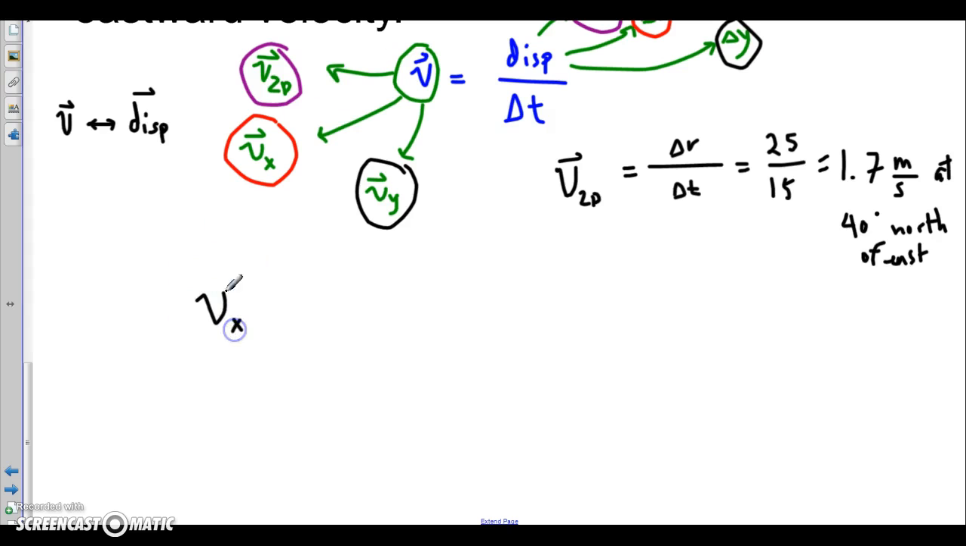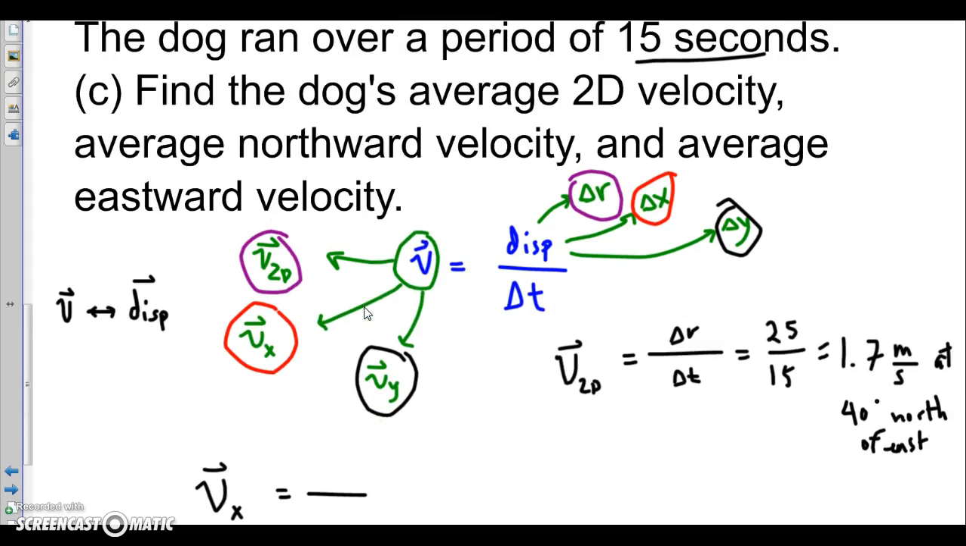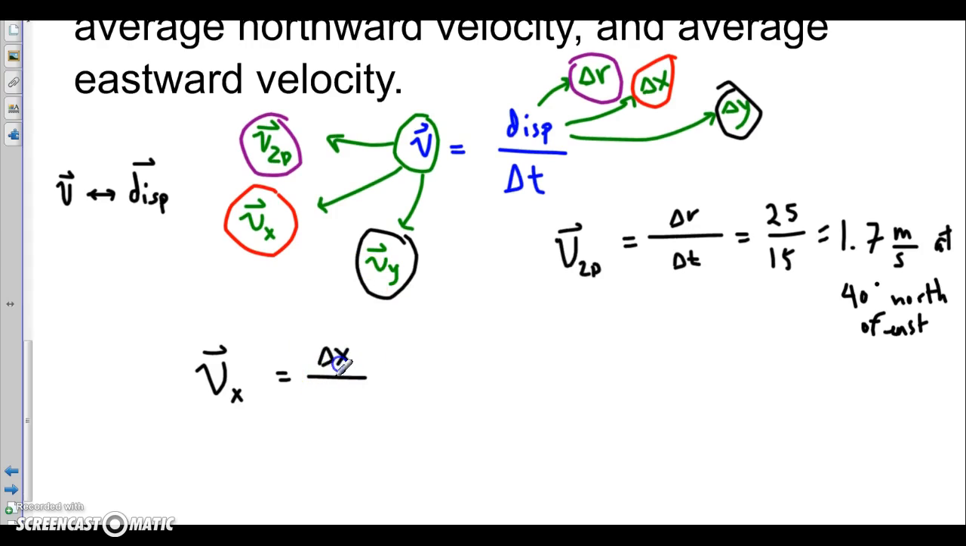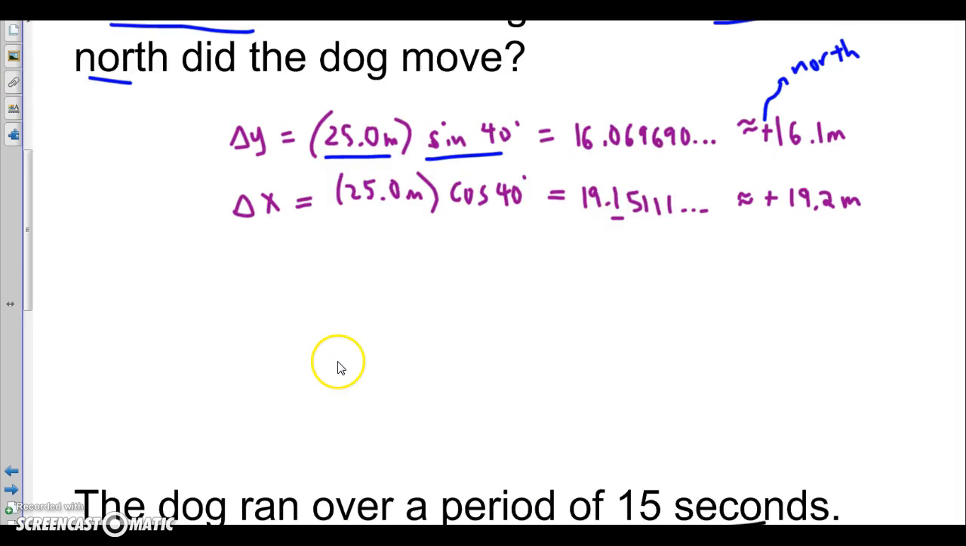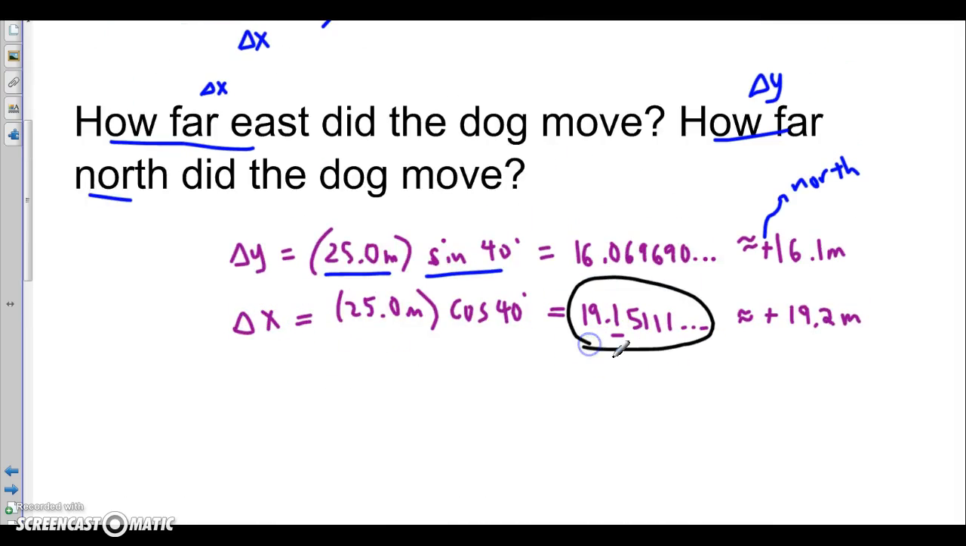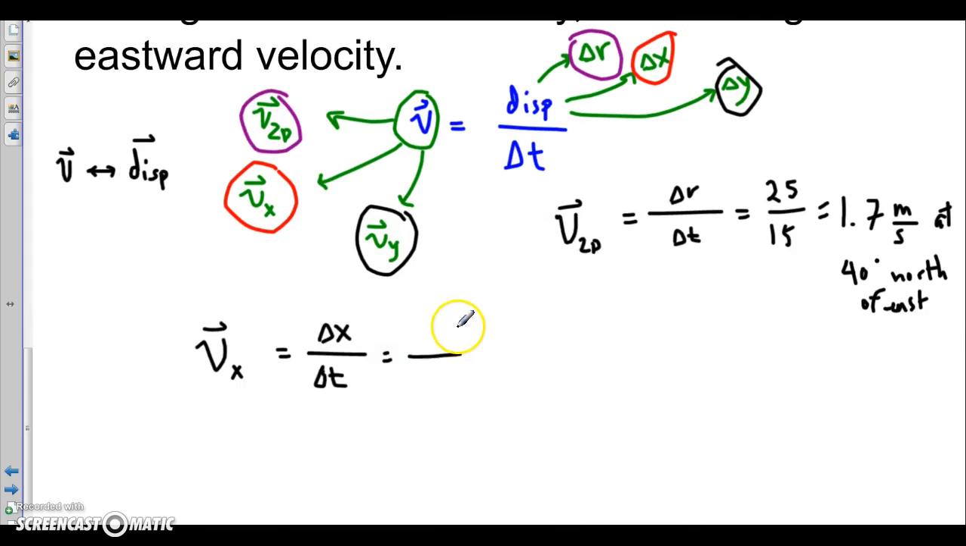Next, we find the average horizontal velocity, the average eastward velocity. You take the delta x value and divide by the delta t value. When you get your delta x, use the unrounded answer, not the rounded one: 19.15111. And how long did it take for the dog to undergo that eastward displacement? The dog ran for 15 seconds. The time is the same. 19.15111 over 15, and you get 1.